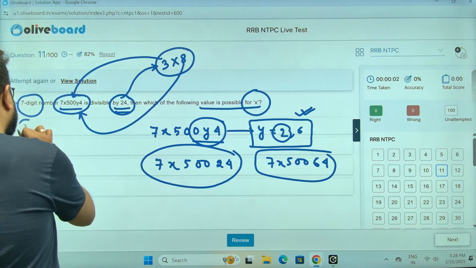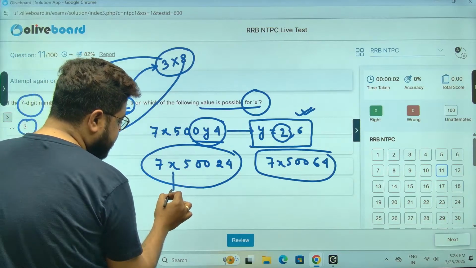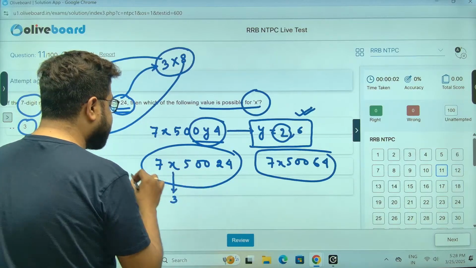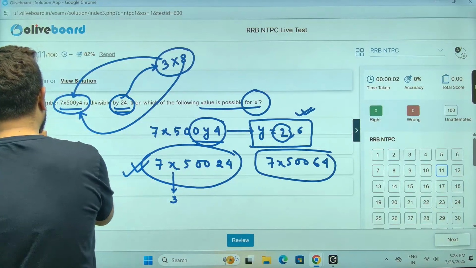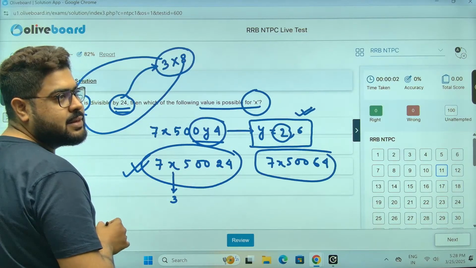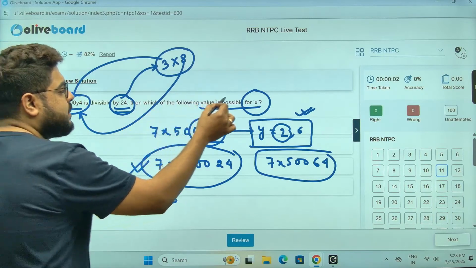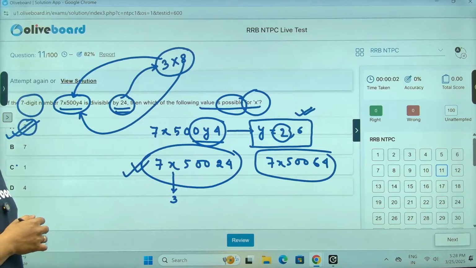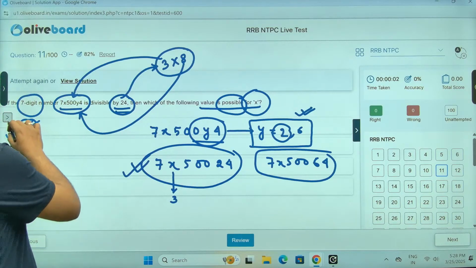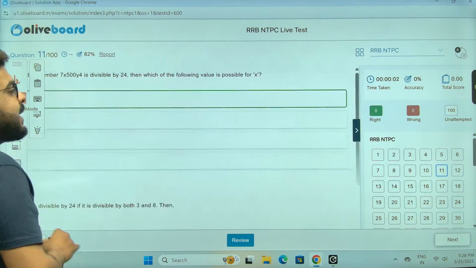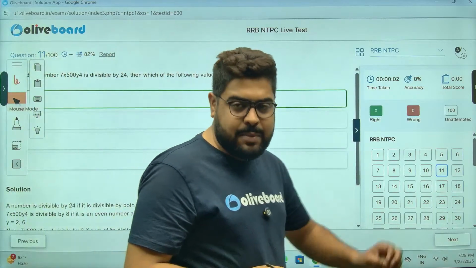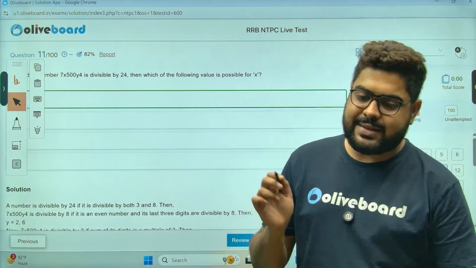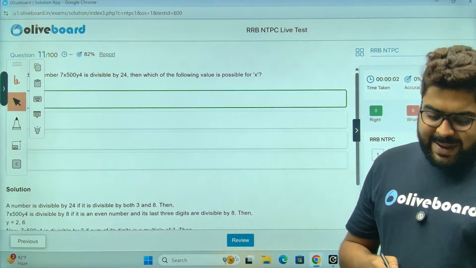Sir, first option 3, sir. Let's see now. If I put 3 here, sir, 7, 3, 10, 15 and 6, 21 are divisible by 3. 3 is most definitely one of my answers. But again, if I get something, I won't even go for the second option. I'll say this has to be my answer, sir. 100%, sir. This has to be my answer. Clear, everyone? Absolutely clear, sir.